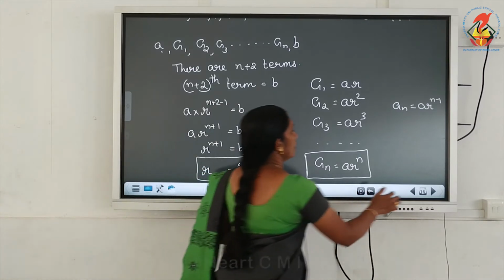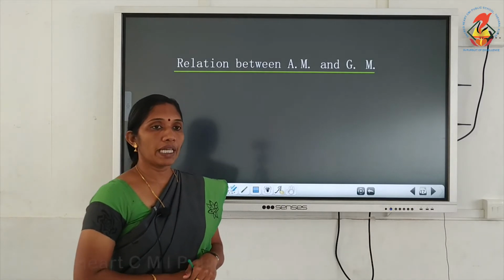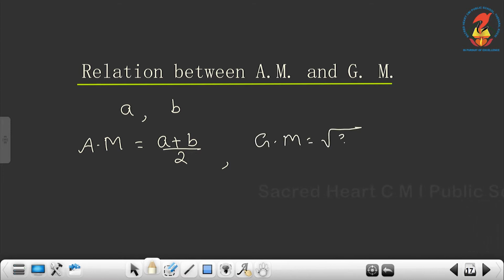So consider the problems. Before that, the relation between AM and GM. Let small a and small b be two given numbers. Then their arithmetic mean, AM, is defined as a plus b by 2. These two numbers must be positive numbers. What is their geometric mean? Root of ab.